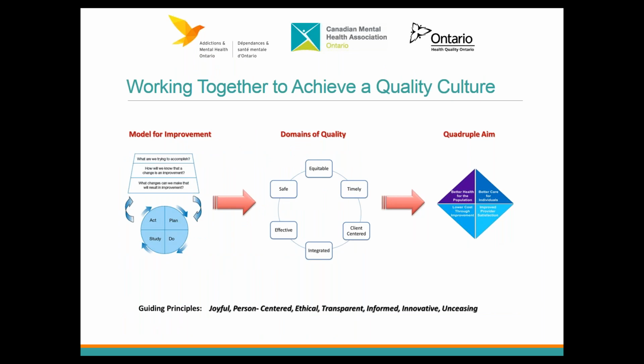On this slide here, you see the three models: model for improvement, domains of quality, and the quadruple aim. And E-QIP uses all of these three models in our work. In the center are the domains of quality: equitable, timely, client-centered, integrated, effective, and safe. The domains of quality combined with the model for improvement takes us so that we can achieve the quadruple aim. And the quadruple aim is better population health, better care for individuals, improved provider satisfaction, and lower costs through improvement.